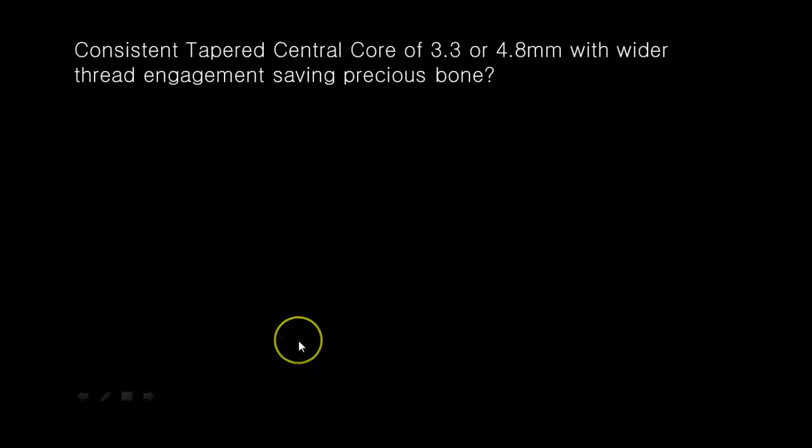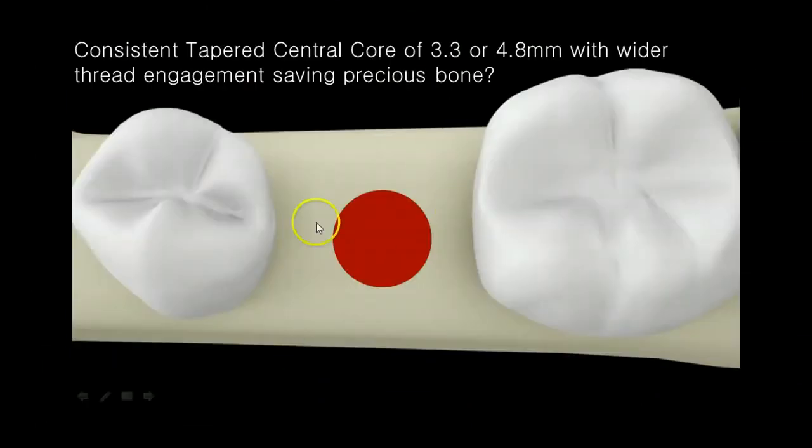All right, so here's a macro view of what we're just talking about. The consistent tapered central core of the 3.3 or 4.8 with wider thread engagement saves that precious bone.